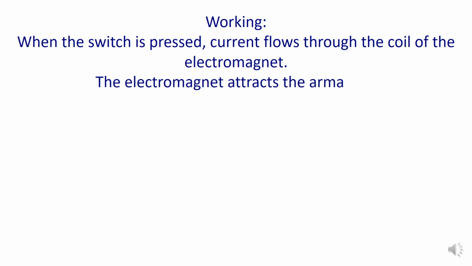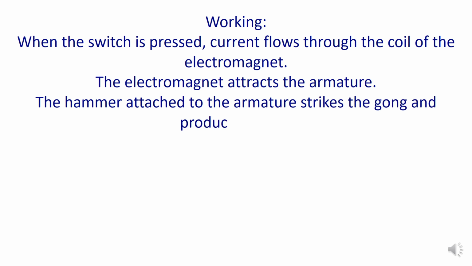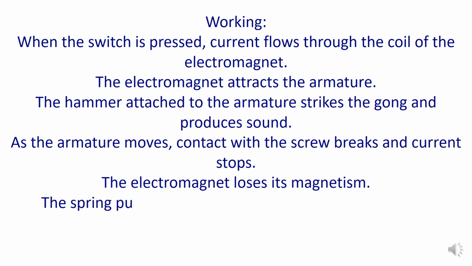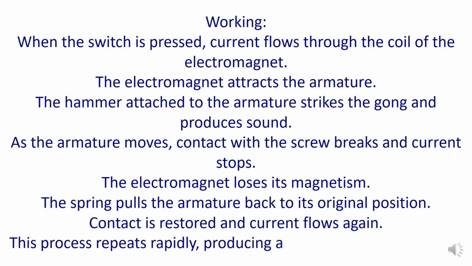The electromagnet attracts the armature. The hammer attached to the armature strikes the gong and produces sound. As the armature moves, contact with the screw breaks and current stops. The electromagnet loses its magnetism. The spring pulls the armature back to its original position. Contact is restored and current flows again. This process repeats rapidly, producing a continuous ringing sound.